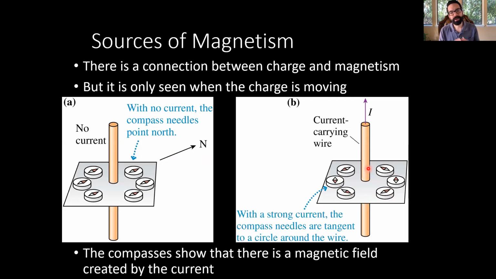Okay, so only when there's moving charges. If the charge is stationary, it does not create a magnetic field, but if the charge is moving, right, has a certain speed, then that charge creates a magnetic field. That's why we didn't see a magnetic field here. This is just the magnetic field of the Earth. And then now, when I turn on this wire, then I see a magnetic field. Okay, so Orsted made that discovery.